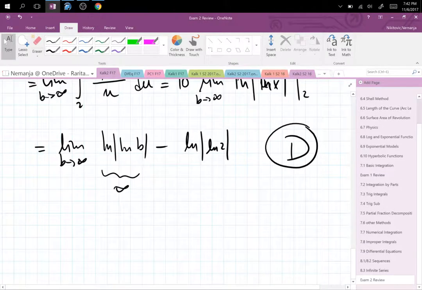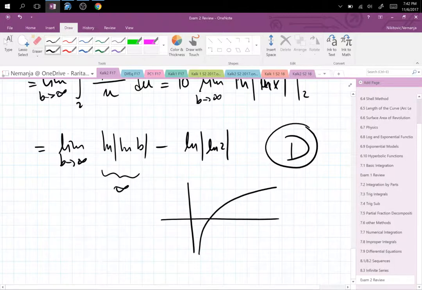Now, how do I know that it goes to infinity? Because I know the ln graph. See, the ln graph looks like this, goes through 1. And as x goes to infinity, you see that the y value goes to infinity. So when I plug in this infinity here, then ln of infinity is infinity, and then another ln of infinity is still infinity. So they all go to infinity, and it's divergence. It's infinity minus a number, ln of 2.